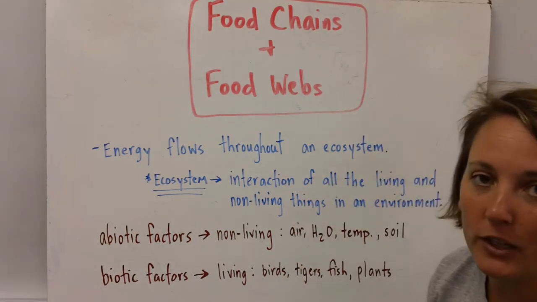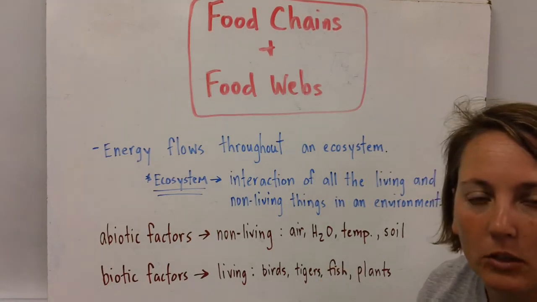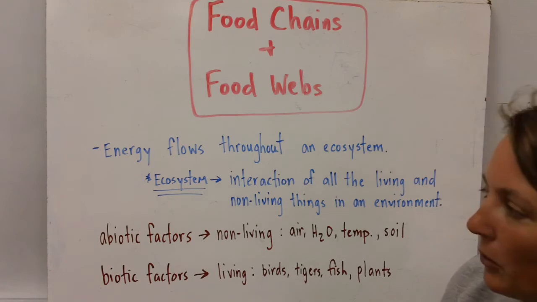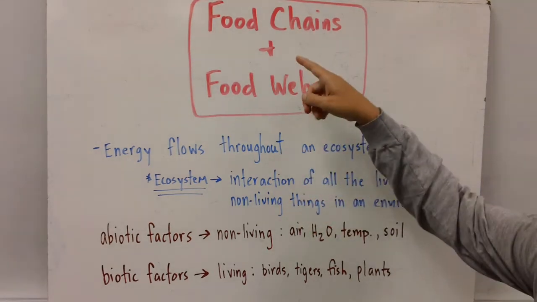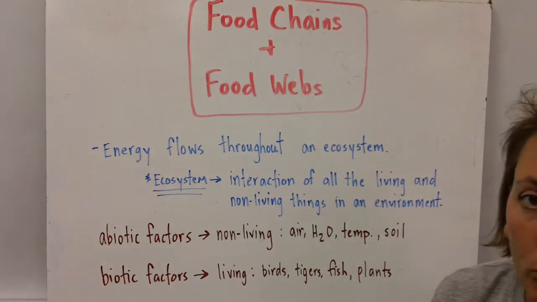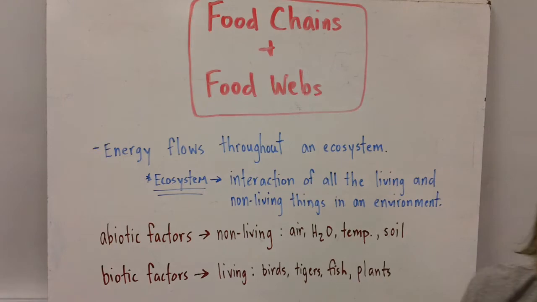This is your flip video for food chains and food webs. Everything that is on the whiteboard behind me, you need to make sure you copy down into your spiral notebook. First of all, we need to get this idea of what a food chain and a food web would do. And their job is to show how energy flows through an ecosystem.